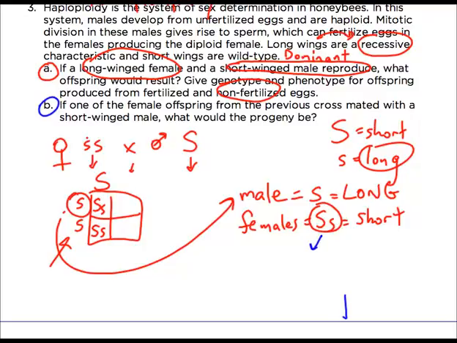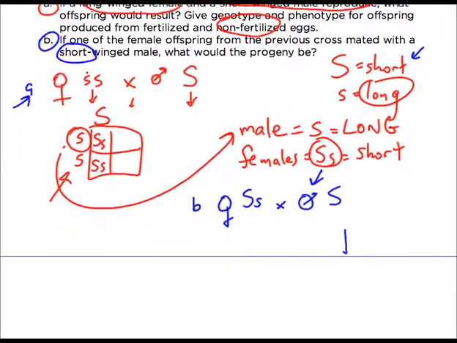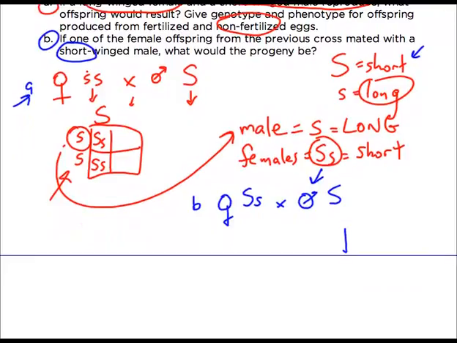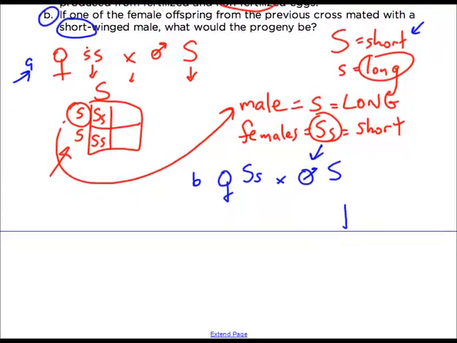But we know the female offspring are big S, little s, right? So just like we wrote across here for part A, let's write across over here for part B. The females are big S, little s, and they're crossing with a male. They're telling us what it is. It's a short-winged male. Since short is dominant and males are haploid, that's the cross, right? Now, remember, we can do our Punnett square, and we're going to actually need to here, but the males come from unfertilized eggs. So let's do a Punnett square, because here's the thing.